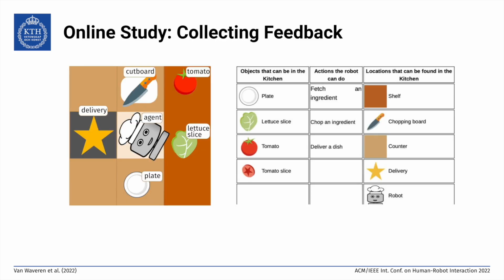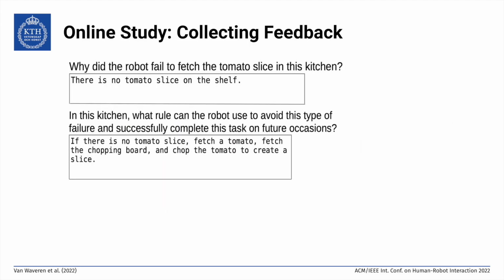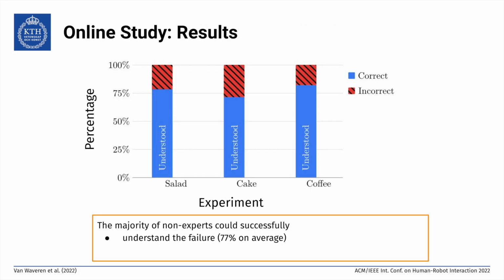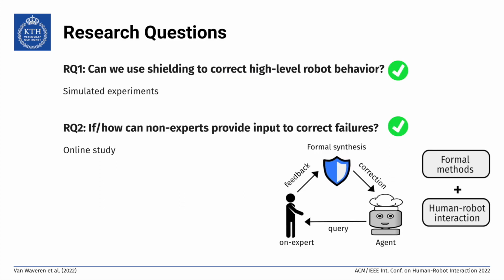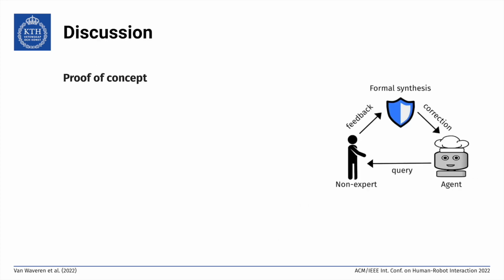They saw the agent in its environment and a list of all possible objects, actions, and locations in the environment. They were asked to help the robot by describing what caused the failure and by giving a rule that would help prevent the failure on future occasions. The results showed that the majority of participants could successfully understand and identify the failure, as well as correct the failure successfully. To answer our second question, we found that non-experts can indeed provide the input that is needed for the generation of the shields. So what does this mean?